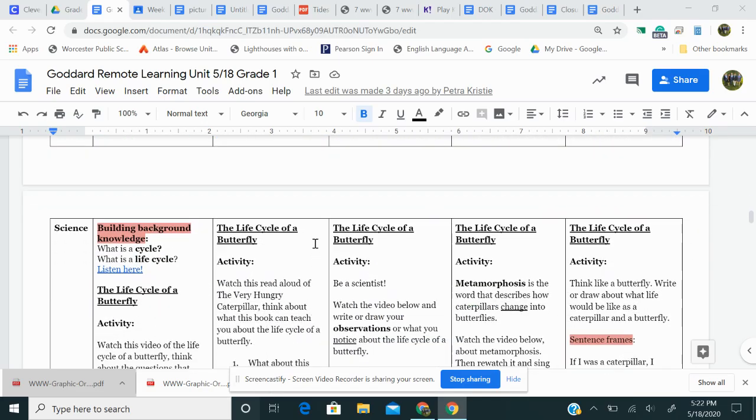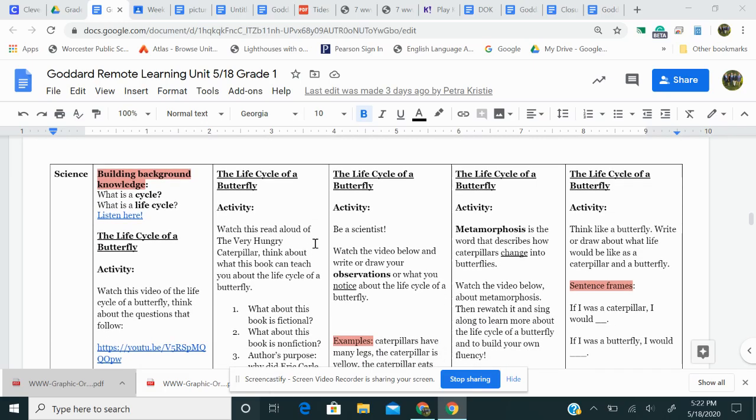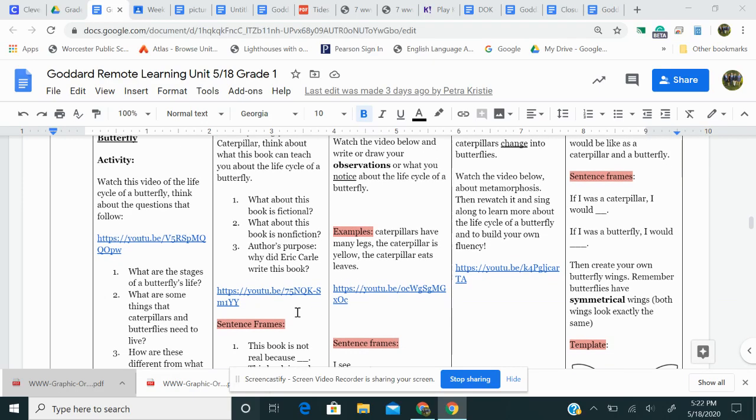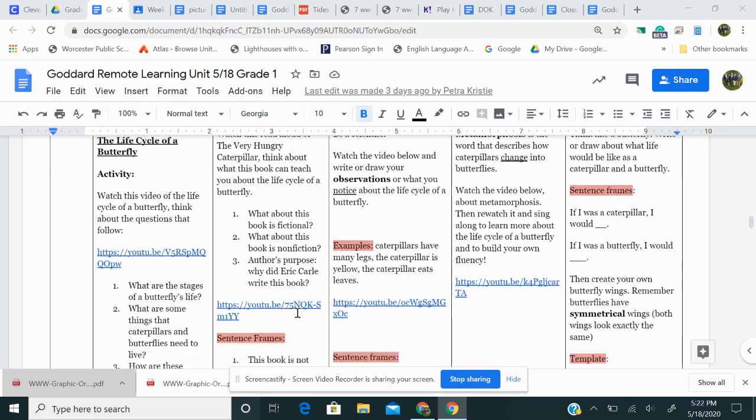In science, we're going to talk about the life cycle of a butterfly. Watch this read aloud of The Very Hungry Caterpillar. Think about what this book can teach you about the life cycle of a butterfly. 1, what about this book is fictional? 2, what about this book is nonfiction? 3, author's purpose. Why did Eric Carle write this book? Click on this link right there to listen to the book.